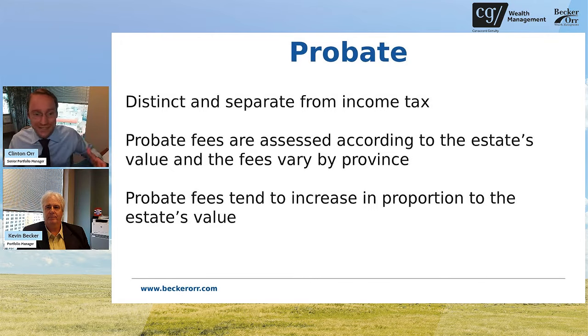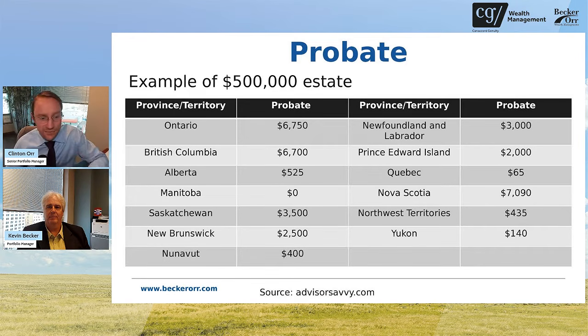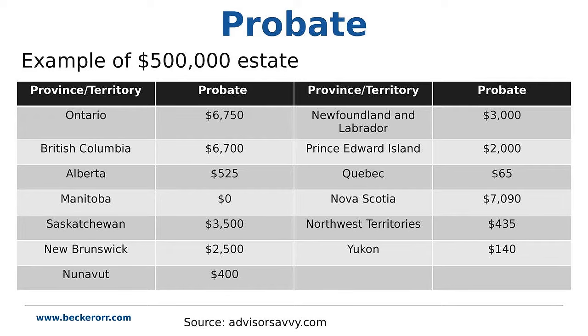But in most cases, if you had an estate of $100,000, there'd be one cost. If you had an estate of $500,000, it could be a larger cost. Often it's a percentage of the value of the estate. This is a key example here, advisorsavvy.com. That's where I got the data, and then I worked through an example of $500,000. I said, all right, if an estate is worth $500,000, what would the cost be in various provinces and territories? I'll make this large so you can see it.